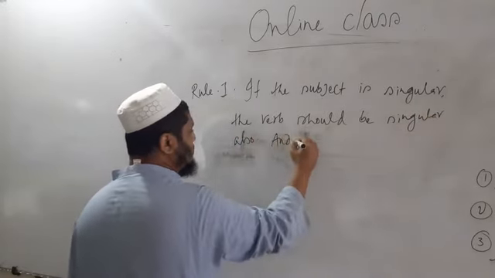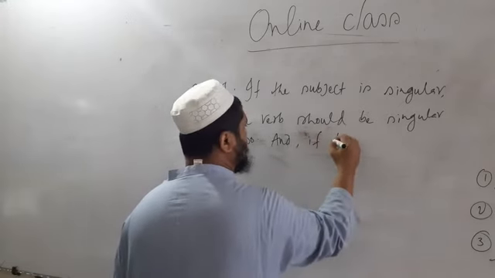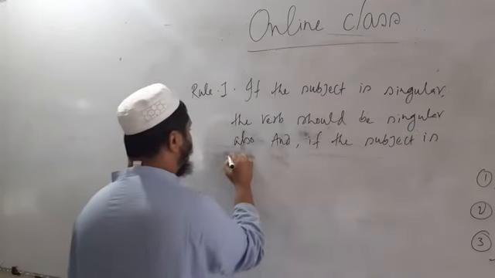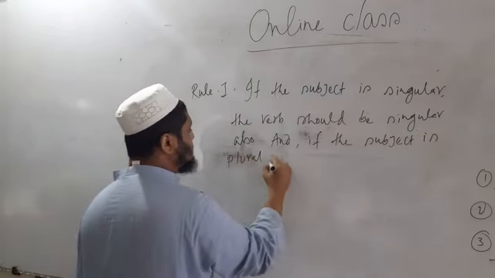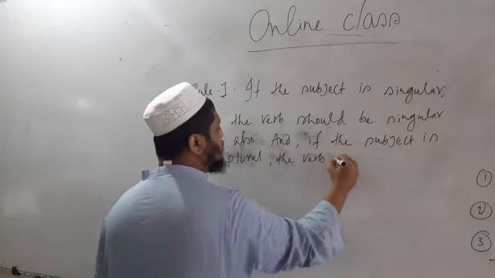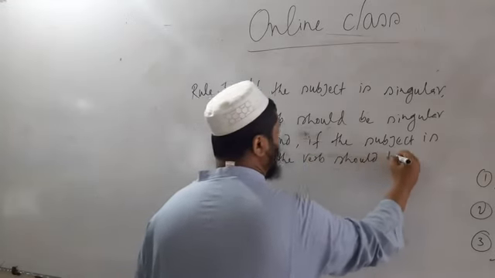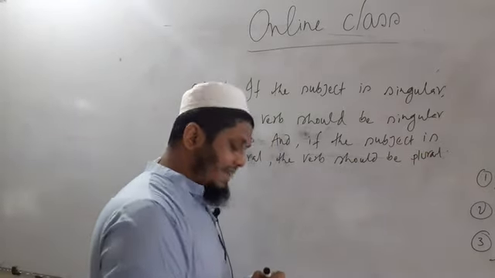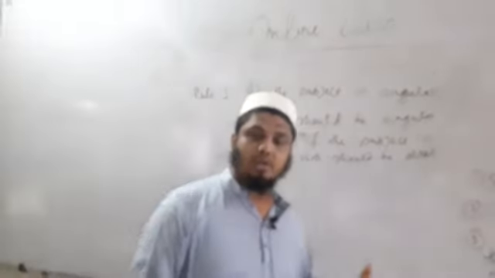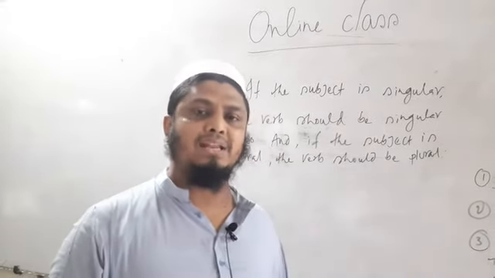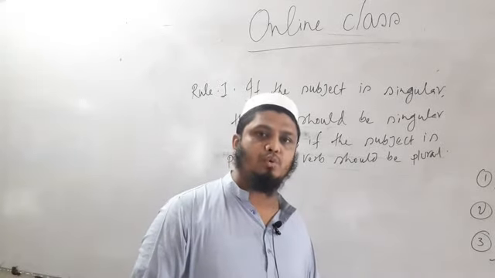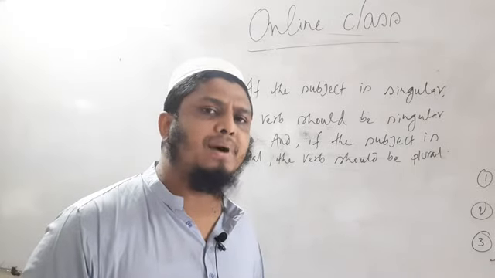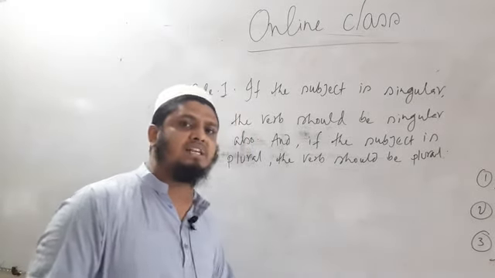And if the subject is plural, the verb should be plural. If the subject is singular, the verb should be singular. And again, if the subject is plural, then the verb should be plural. And it totally depends upon the number of the subject. How? Let's set an example.